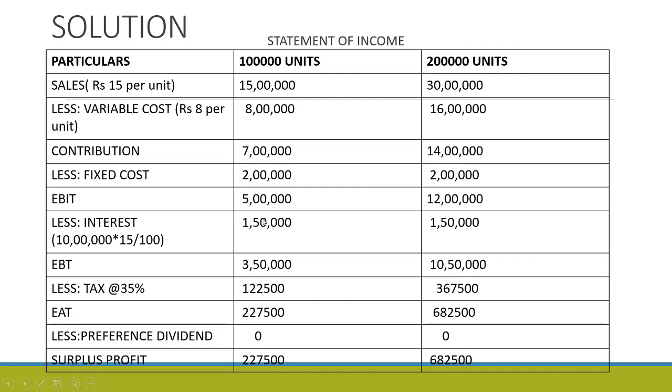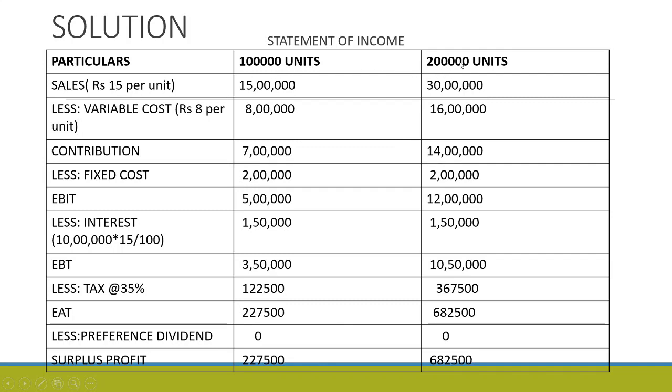Less, when interest is deducted from EBIT, we get earnings before tax. It is 3,50,000. Less tax at 35%. 3,50,000 multiplied with 35 divided by 100, 1,22,500 the tax amount. So we get earnings after tax, earnings before tax minus tax. Earnings after tax 2,27,500. Less preference dividend. So in this case, preference share capital is not there. So preference dividend is equal to 0. So surplus profit is equal to the earnings after tax itself, 2,27,500.